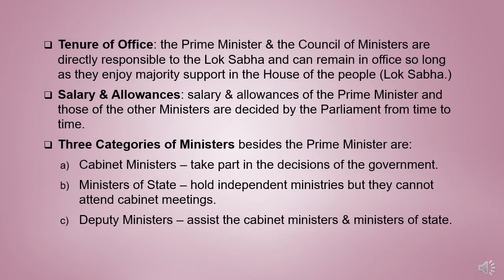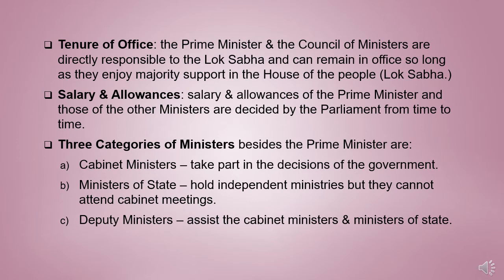Now the tenure of office: the Prime Minister and the Council of Ministers are directly responsible to the Lok Sabha and can remain in office so long as they enjoy majority support in the House of the People. See, children, they are basically elected for the period of 5 years only. But if they regularly get the support in the Lok Sabha, they will remain in the post, we can say.